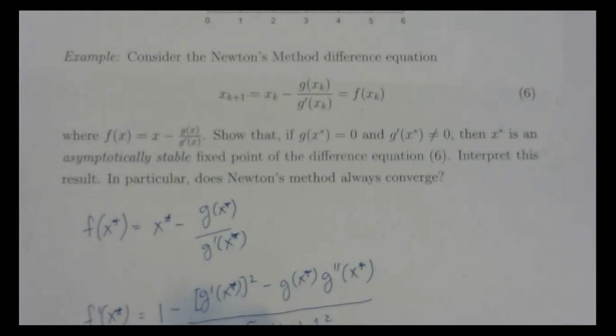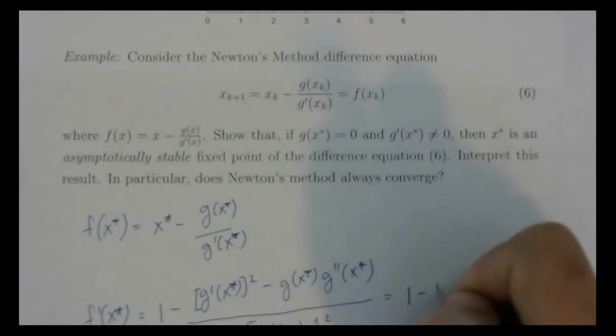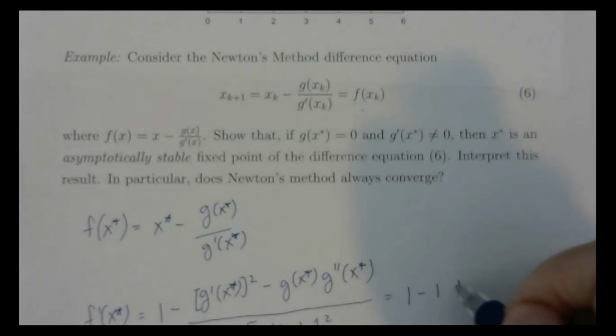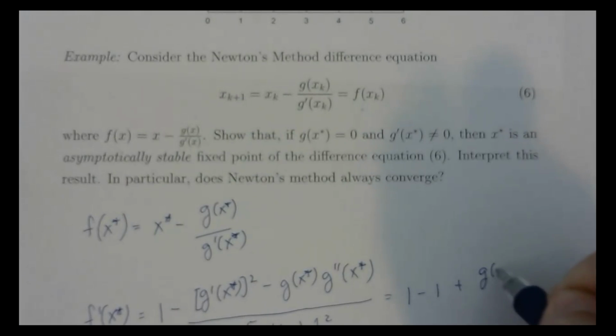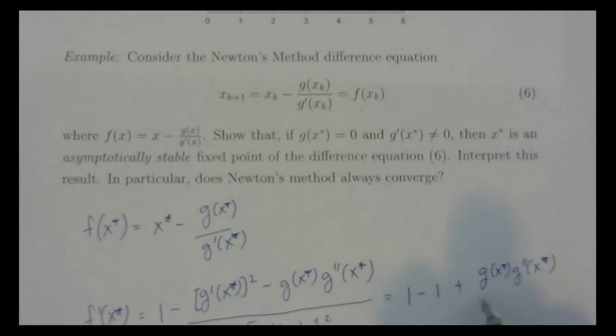So this is the same term, right? So this is really 1 minus 1 plus g at x star, g double prime at x star over g prime at x star squared.